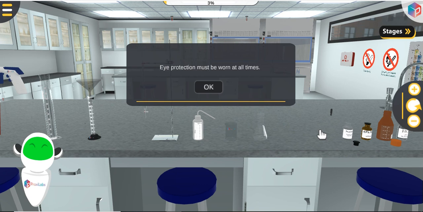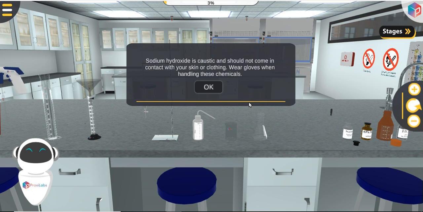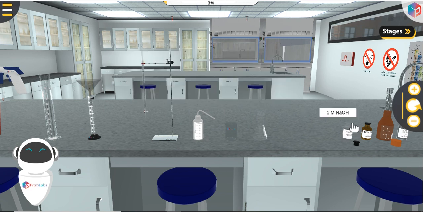Remove the funnel. Again, this is also a precaution taken. Eye protection must be worn at all times. I can record these two as my precautions. And again, sodium hydroxide is caustic and should not come in contact with your skin or clothing. Wear gloves when handling these chemicals. These are precautions. I'll pick my sodium hydroxide and pour it.